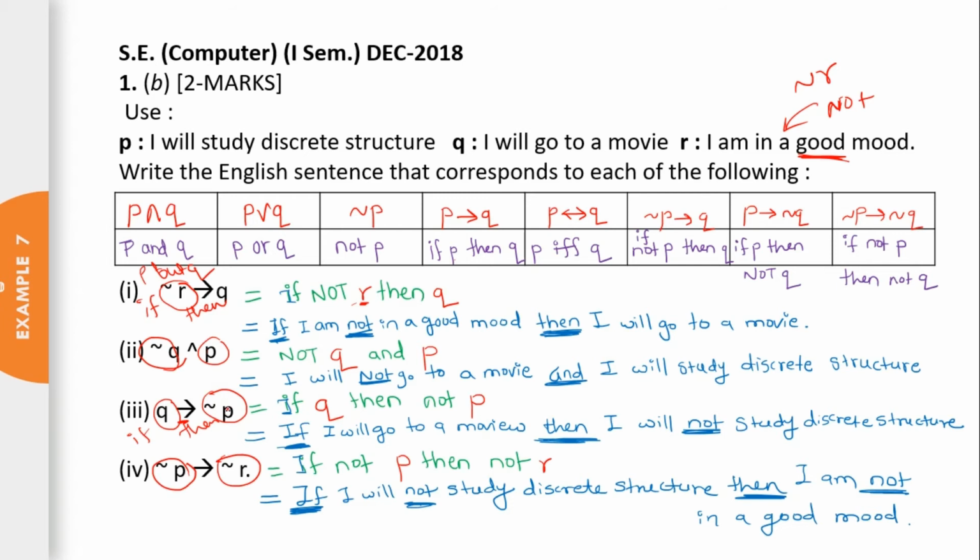Q arrow negation of P will be, if Q then not P. That is, if I will go to a movie, then I will not study discrete structure. Negation of P, arrow negation of R will be, if negation of P, then negation of R. It will be, if not P, then not R. If I will not study discrete structure, then I am not in a good mood.